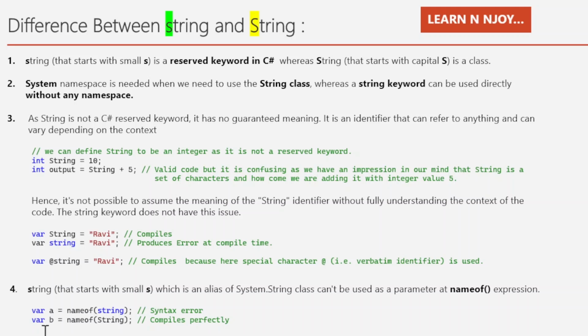But if we try to write like this, where b is equal to nameof(String), where S is a capital S, then there is no issue at all. The compiler is not going to complain, and it compiles perfectly fine.